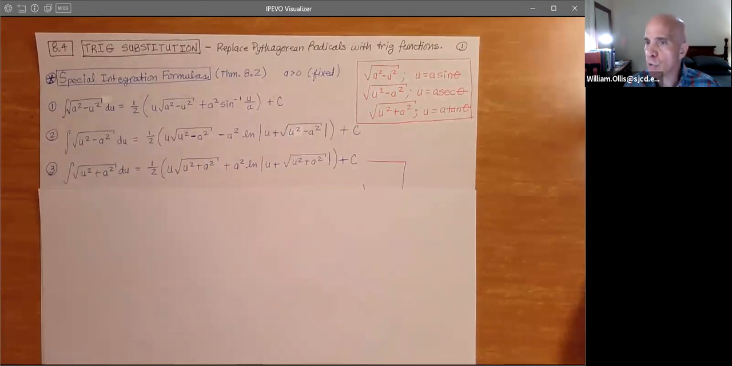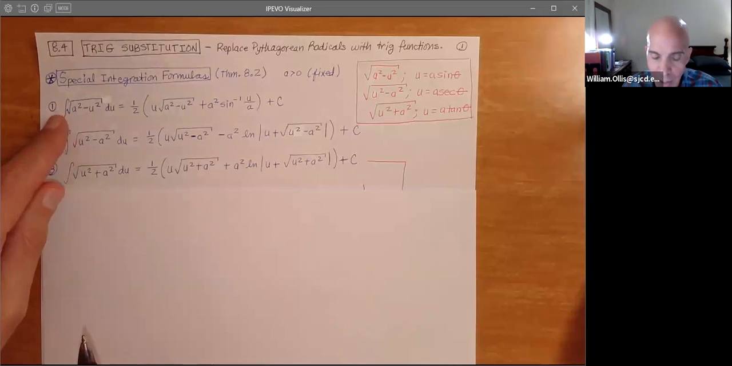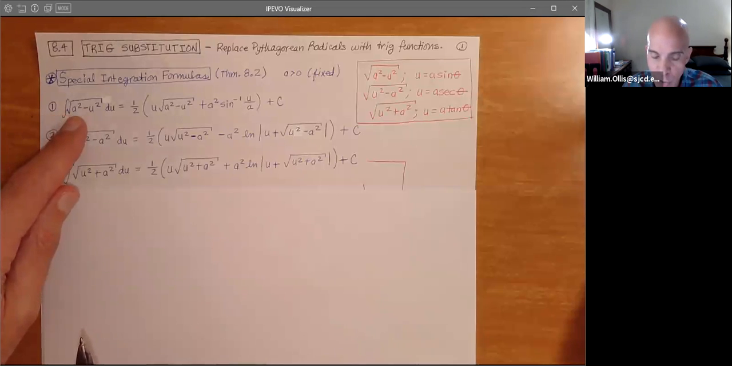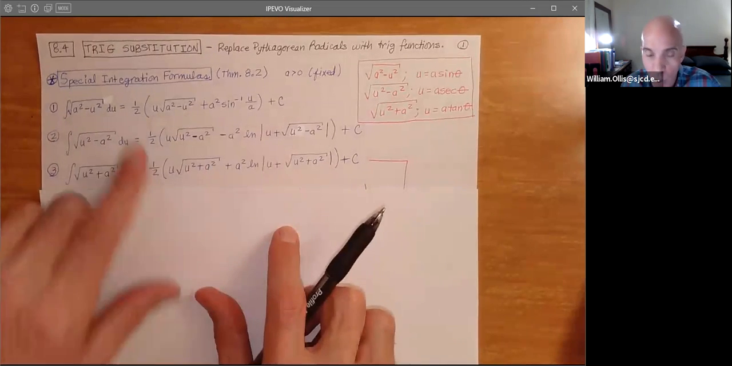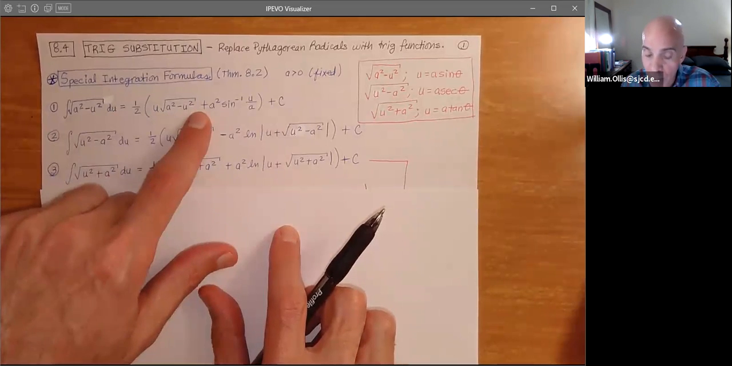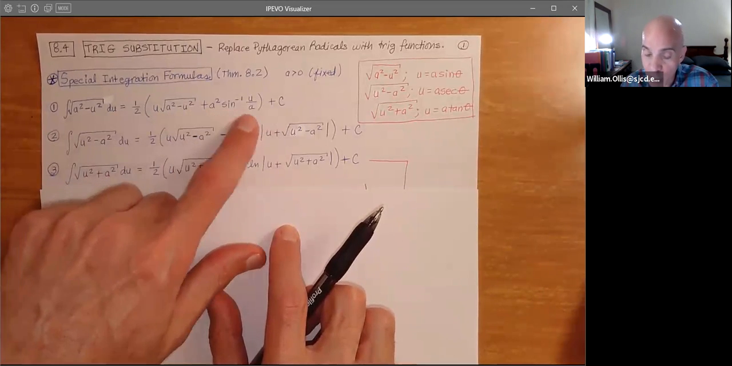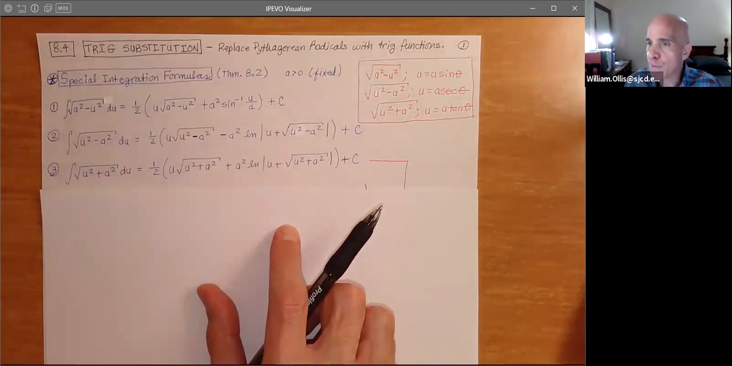They're fun to do, but I will not test you on it, but I will want us to be able to use them. And I want to show you an example of where we actually do. So when we have the integral of the square root of a squared minus u squared du, we get this antiderivative, 1/2 times the quantity u times the radical plus a squared times the inverse sine of u over a, plus a constant. Now, that's a fairly busy formula.